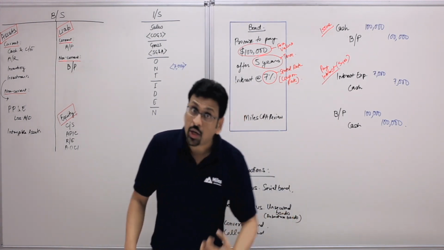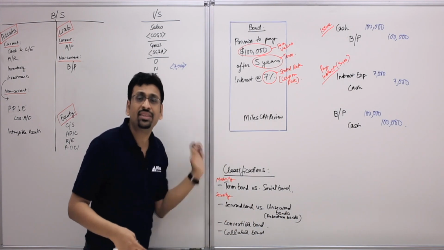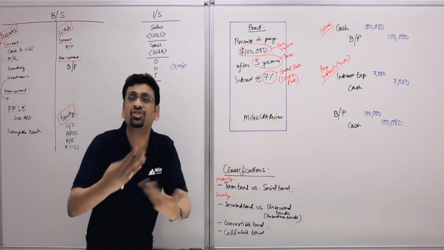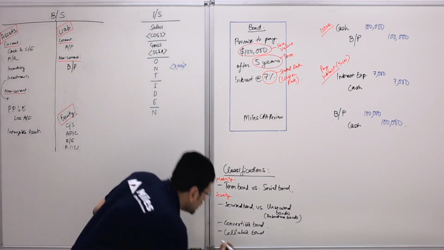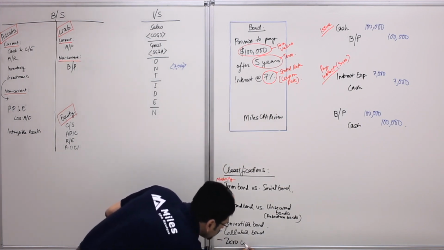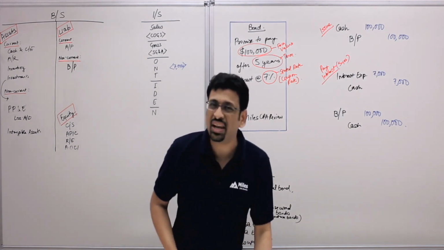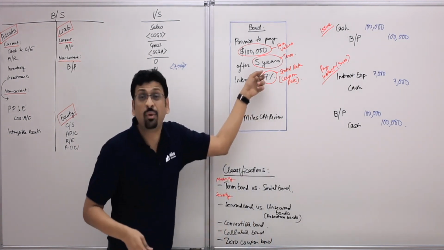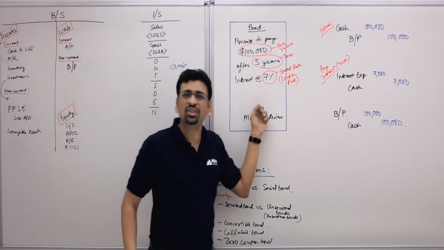Now, what we could also have done. Guys, I'm talking about the various classifications of bonds, the various kinds of bonds that we could have issued. We could also have issued a zero coupon bond. Zero coupon, that sounds lovely, right? That means this interest rate, 7%, would have been 0%. Would anybody have taken this bond?